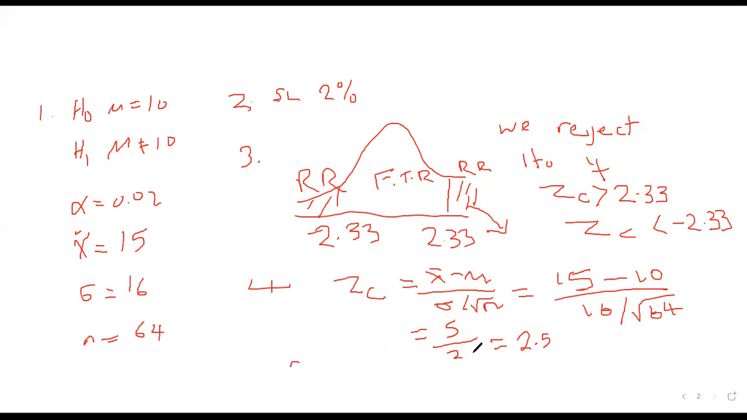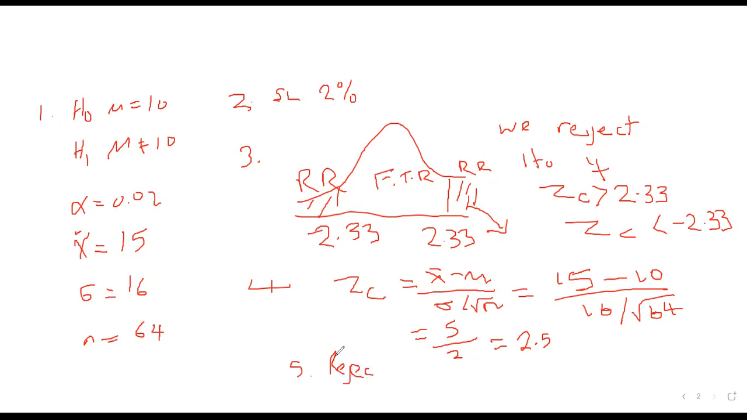So we're going to now reject H0 at 2% level of significance, since our Z calculated is greater than 2.33. Therefore, there is a statistical difference between the two means. Notice in my conclusion, I've mentioned 5 key things. Number 1, I've mentioned my level of significance. Number 2, I've mentioned my decision. So we reject. You don't end here.